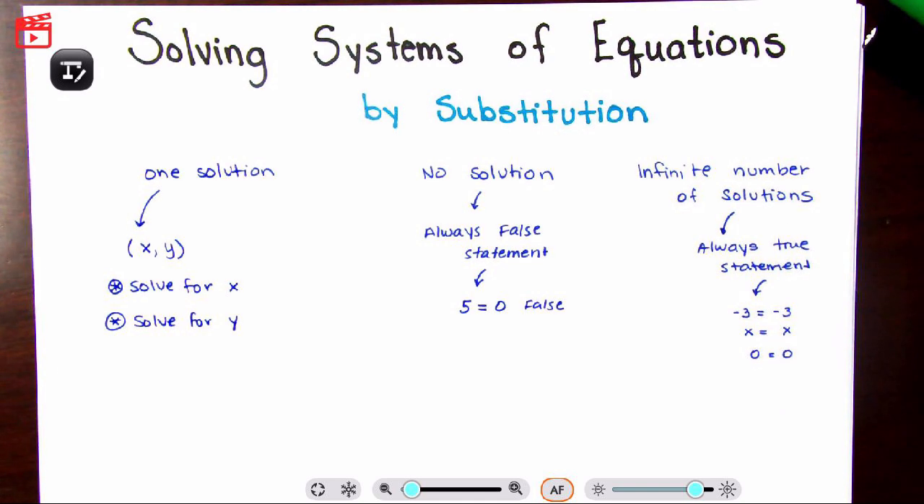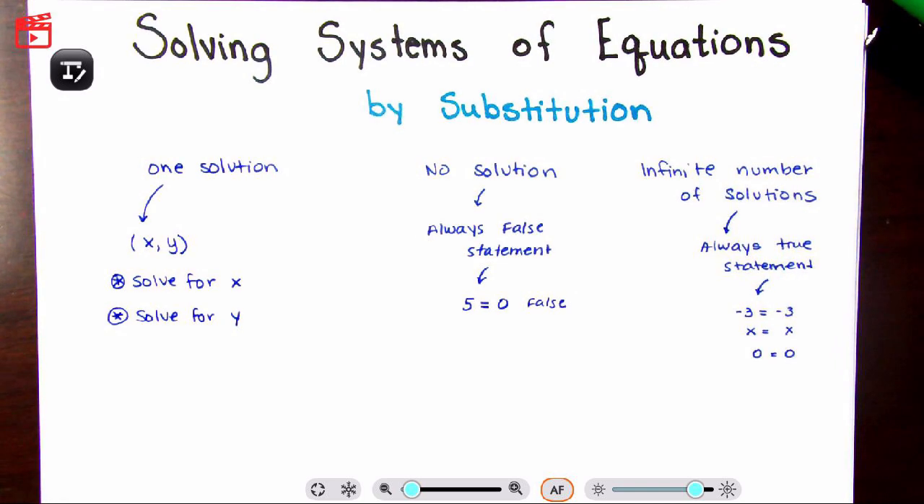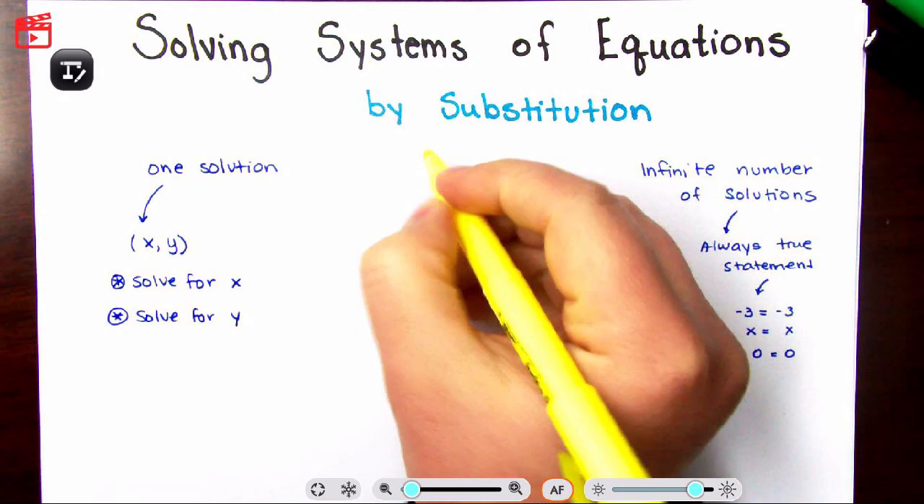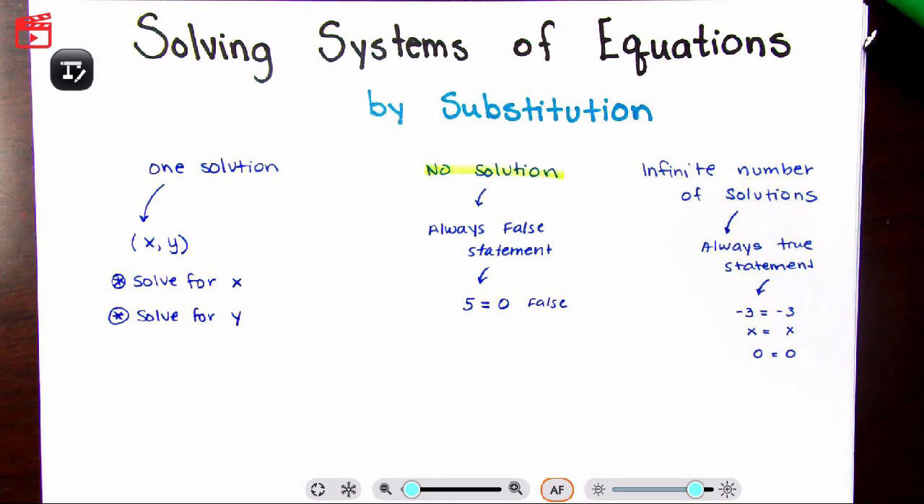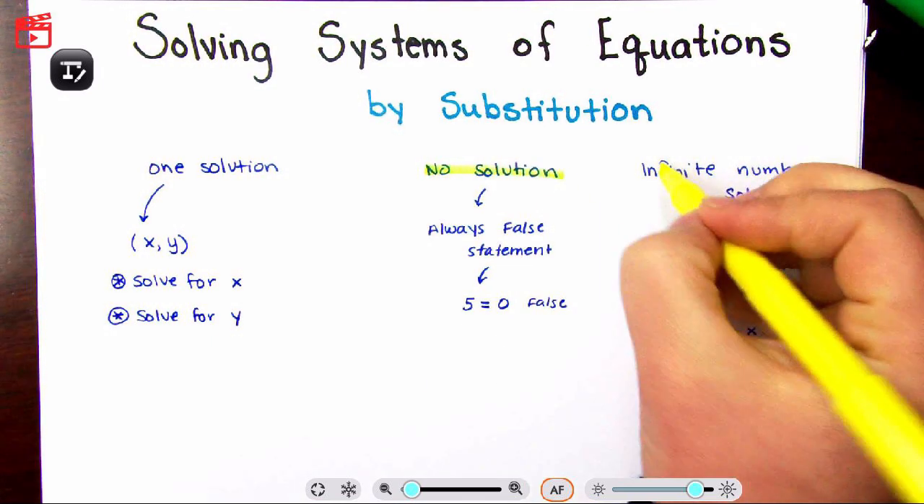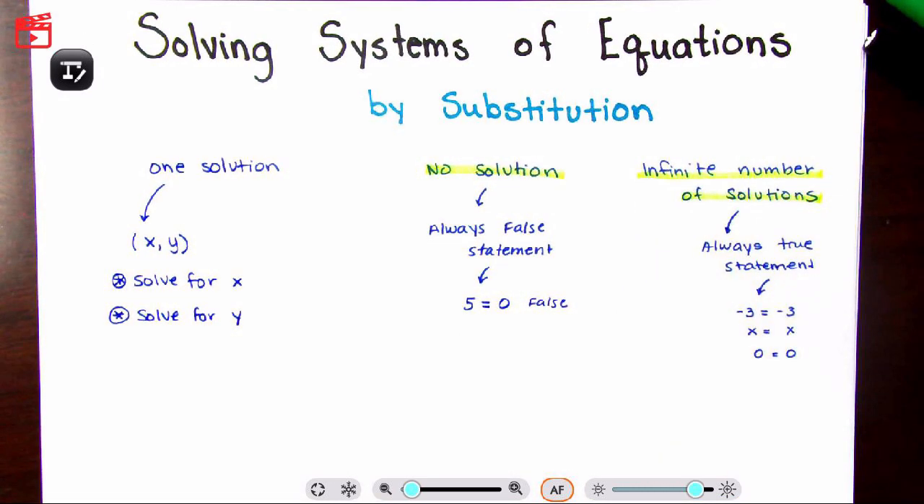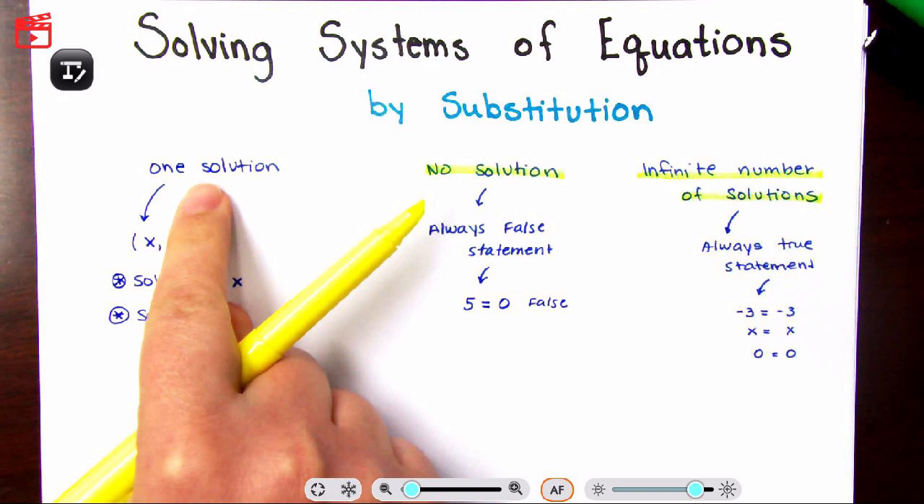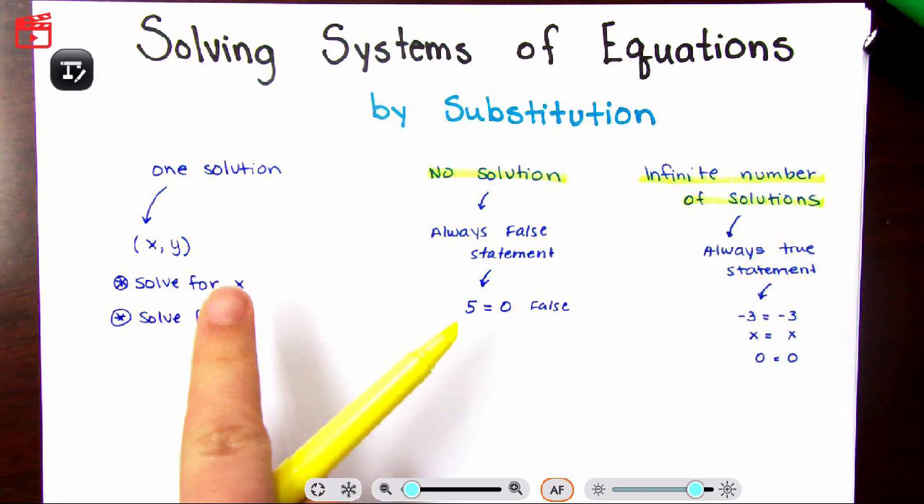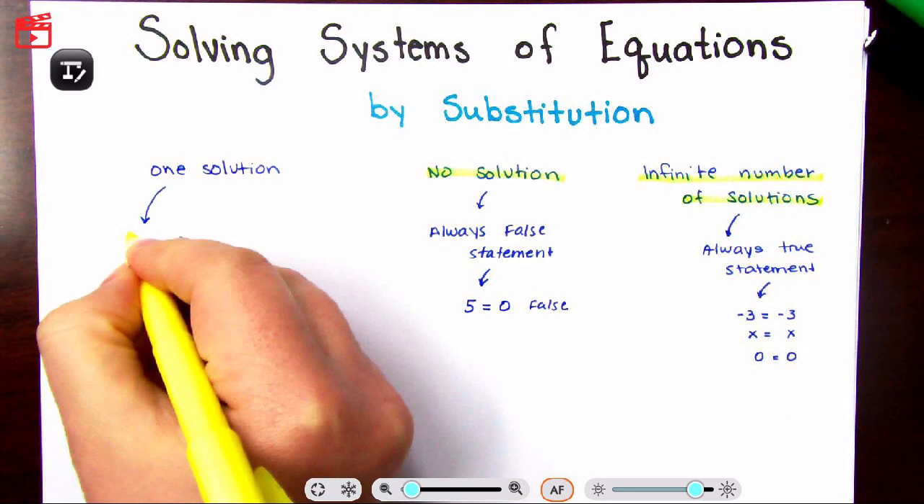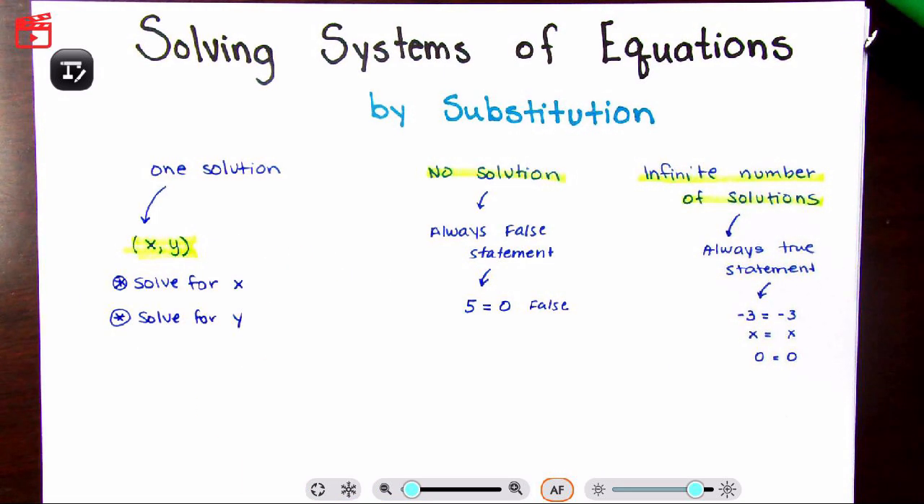Now, for your answers, if you get a false statement like this, then your answer is no solution. You actually write no solution. If you get an always true statement, your answer is infinitely many solutions, or an infinite number of solutions. However, if you get one solution, if you're able to solve for x and you are able to solve for y, your answer is going to look like a point. It is the point of intersection for both of these lines. You're always able to check your answer by going to Desmos or a graphing calculator. Desmos is fantastic online. You can type in both of your equations and double check if your answer is correct.